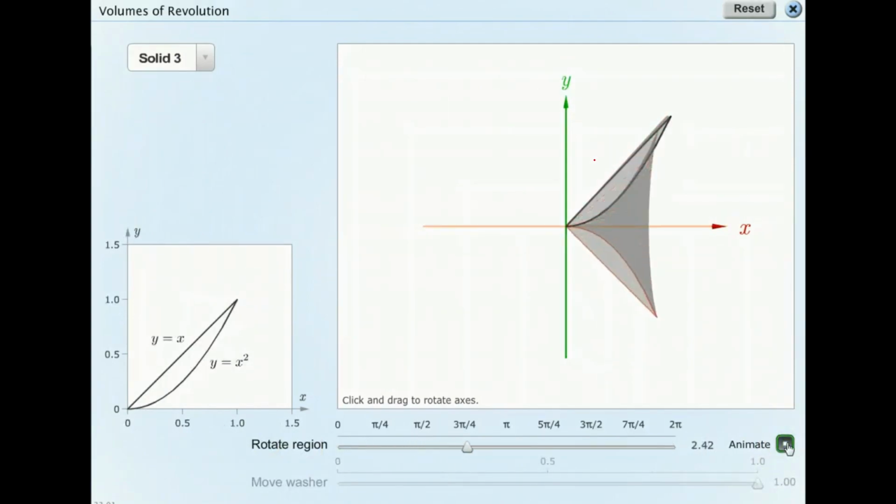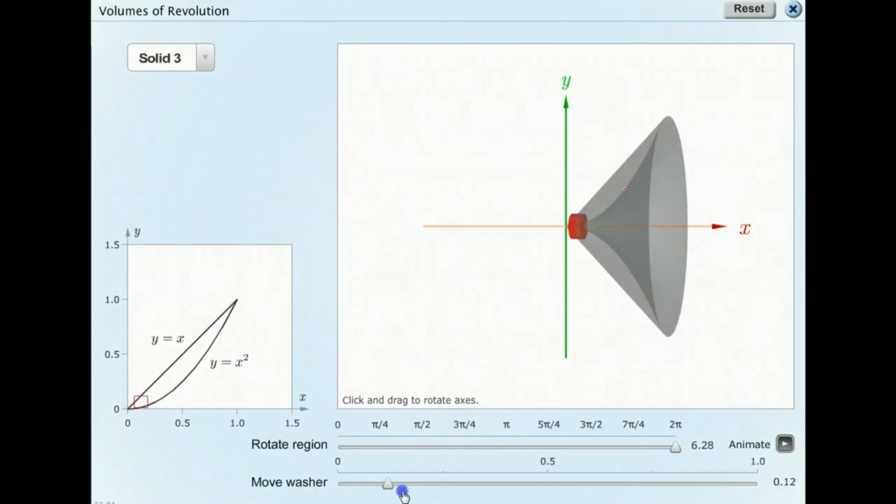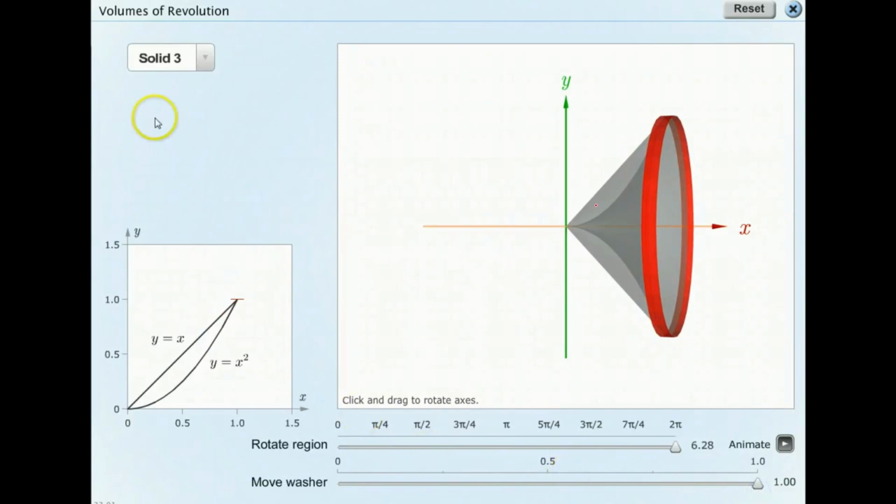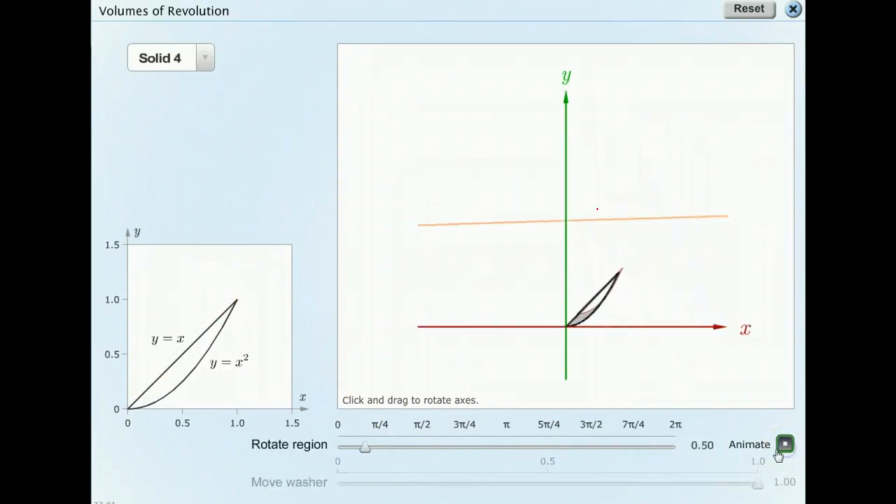So another example. This time, as you notice in this example, it's a washer. There's a hole in the middle because your area is not touching the x-axis. So another area, rotated on this certain line here.